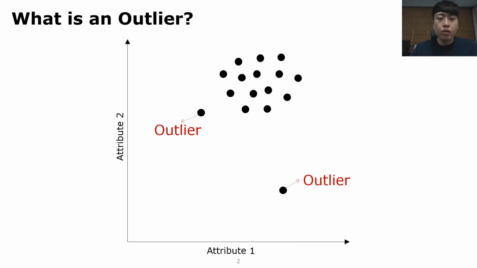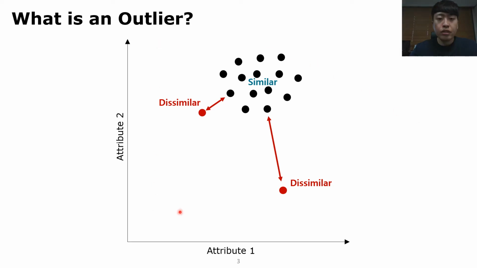So, what is an outlier? Outliers can have many different definitions, but most intuitively, outliers are the most different data points compared with other data points. In this two-dimensional space, those two data points have very different attribute values compared with those of other values, so we can easily think that those two data points are outliers.